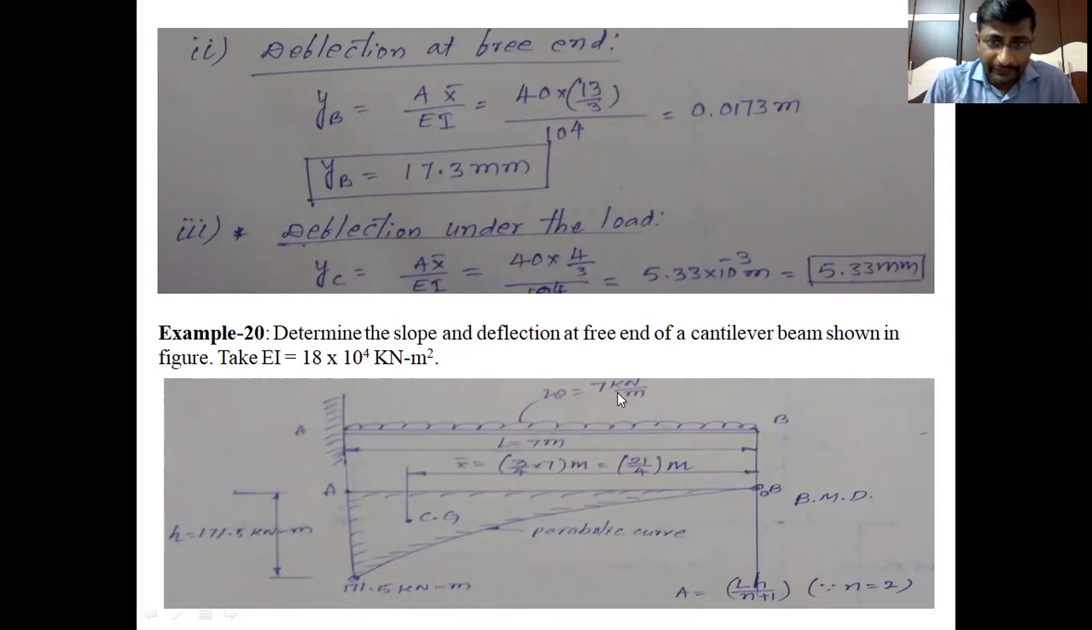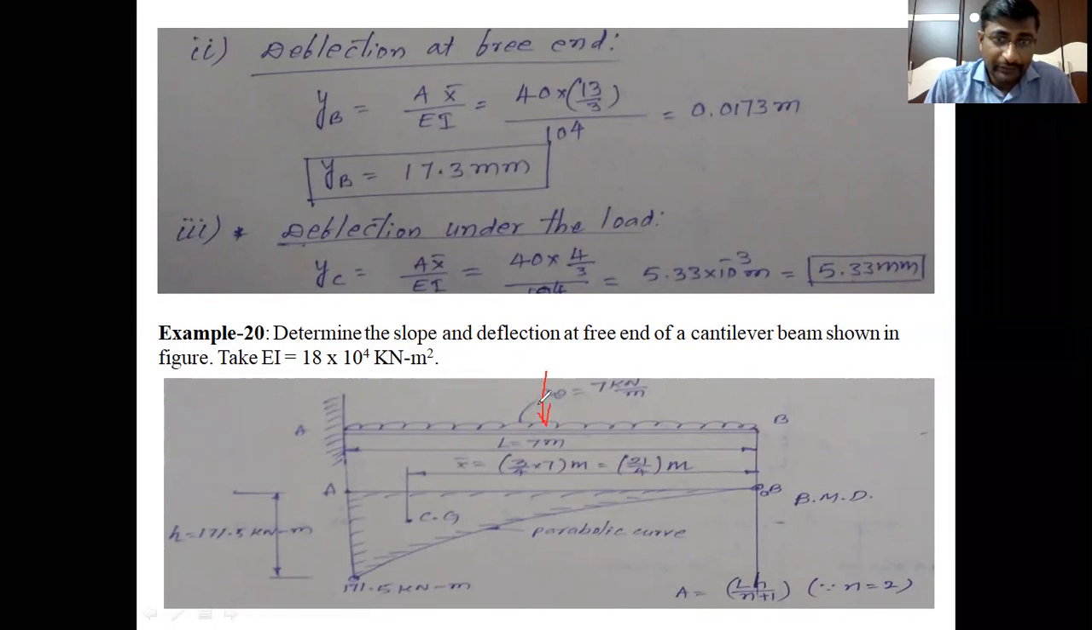The total load is 7 kilonewton per meter applied over a distance of 7 meters. So the load value is 7 into 7, which is 49 kilonewtons. This 49 kilonewtons acts at the center of the load, as the total rectangular load acts at the center.